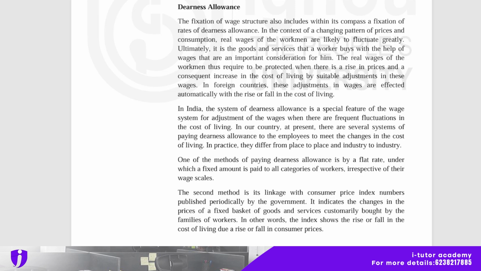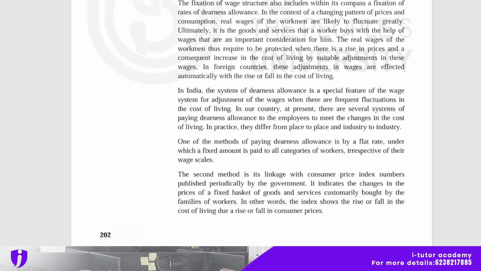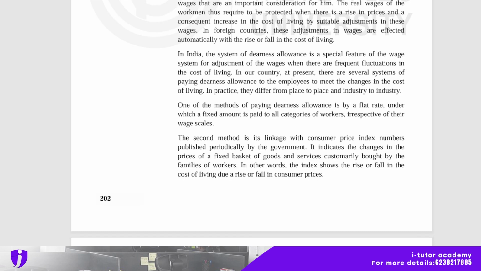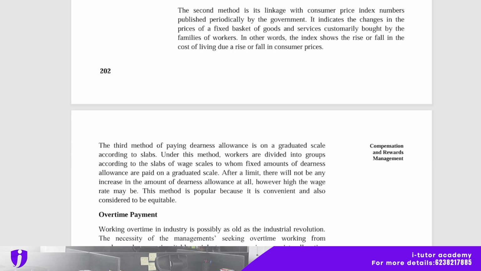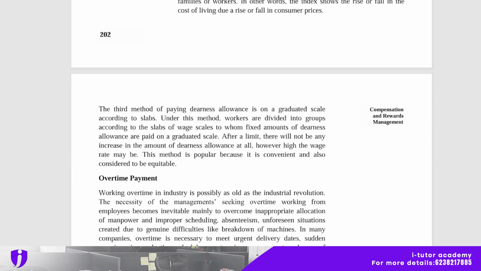In practice, they differ from place to place and industry to industry. One of the methods of paying dearness allowance is by a flat rate, under which a fixed amount is paid to all categories of workers irrespective of their wage scale. The second method is its linkage with the consumer price index number published periodically by the government. It indicates the changes in the prices of a fixed basket of goods and services customarily bought by the families of workers. The third method of paying dearness allowance is on a graduated scale according to slab.